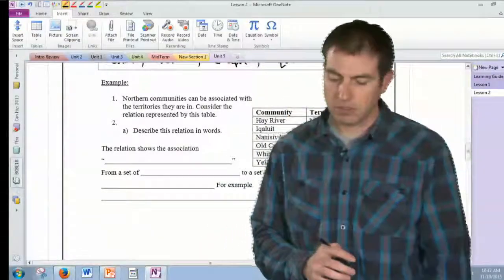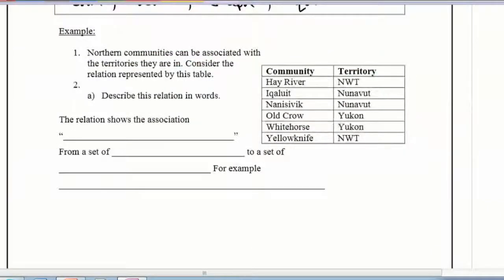Northern communities can be associated with the territories they are in. So we're talking about cities that are in the Northern Territories. We've represented it here with a table. We need to do a few things. We've got a table, but we want to write it in terms of words. And then we're going to represent these a few other ways. So what is the relation showing? Can we put this into words easily? So the relation shows the association.